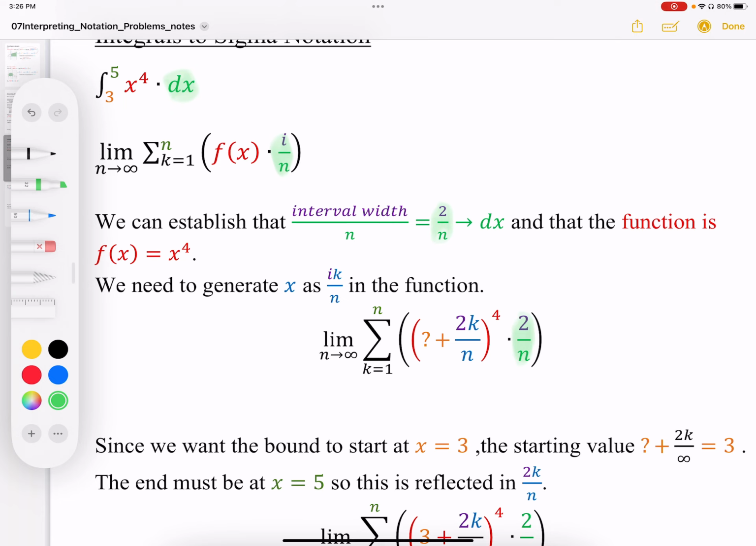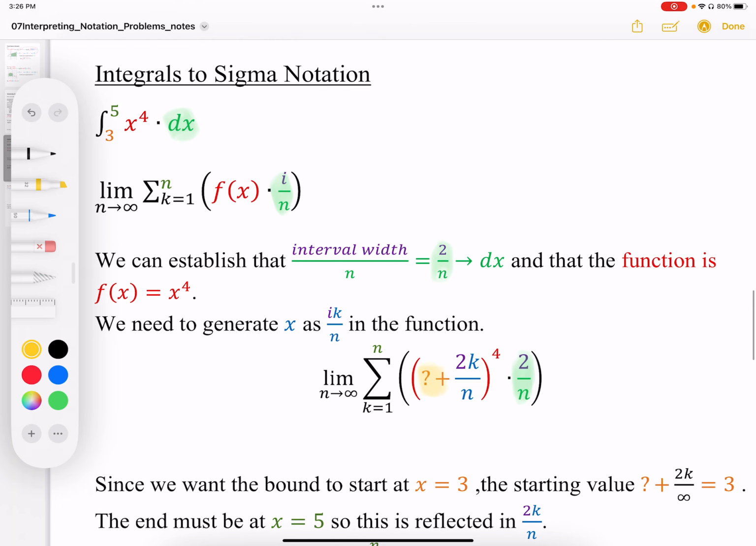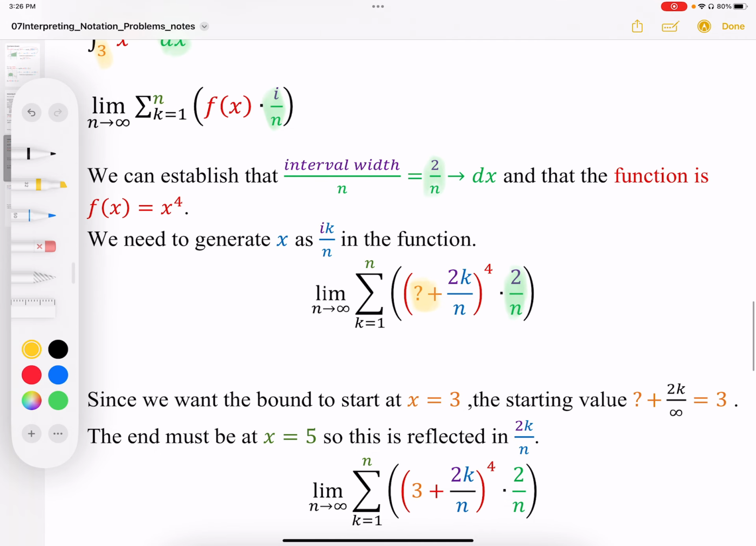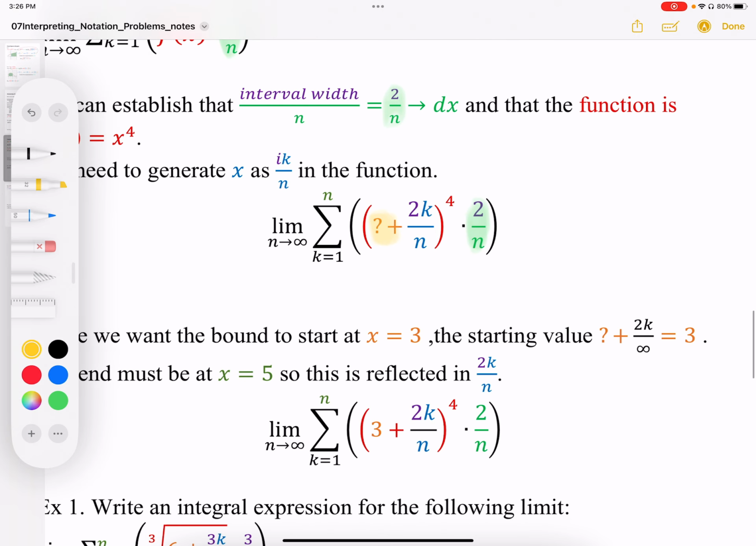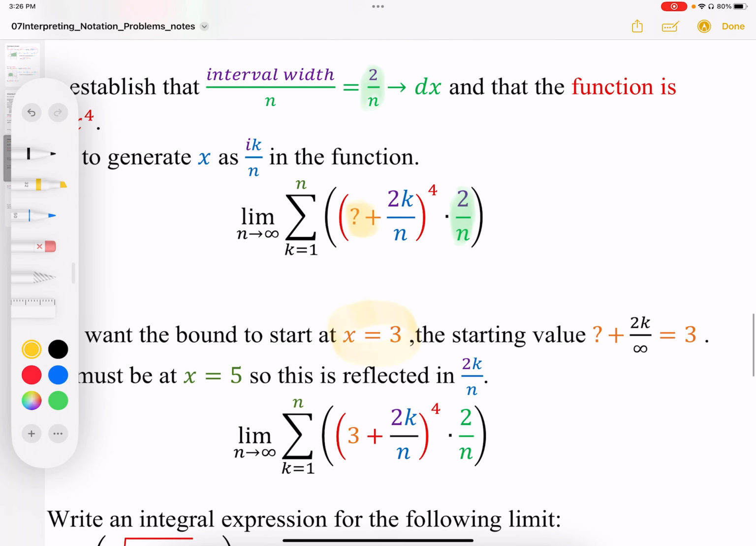Okay, so what we need then is that the x in the x to the power 4 is going to have a 2k over n, and we have this extra question mark here because we have to make sure that just allows us to account for how we get to the starting point of 3. And we can check that by just asking ourselves, if we want to get to the starting bound of 3, we need to start at k equals 1.